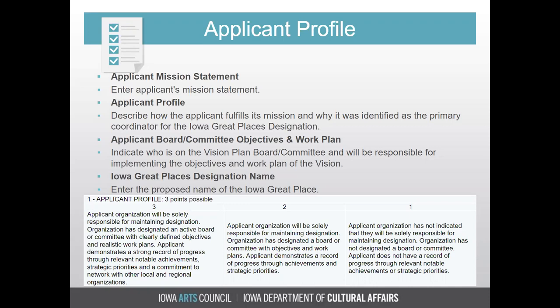The applicant profile asks for the mission of the primary applicant and how you fulfill that mission. Provide a description of programming that the entity regularly offers its target audience. Then identify why the entity was selected to be the primary coordinator of Iowa Great Places. You will need to indicate who is on the vision plan board or committee and will be responsible for implementing the objectives and work plan of the vision. Then enter the official name for the area seeking the Iowa Great Places designation.